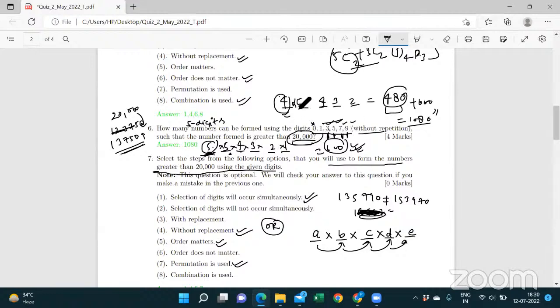Now, for the second place, I have 5 numbers remaining, because one number out of 3, 5, 7, 9, suppose 9 is used here, then we have remaining 5 numbers, right? Right, sir. I can use any of the 5 numbers. So one digit is used for the first place, and one digit is used for the second place. Now come to the third. Out of 6, we have remaining 4, then 3, and then 2. Got it?